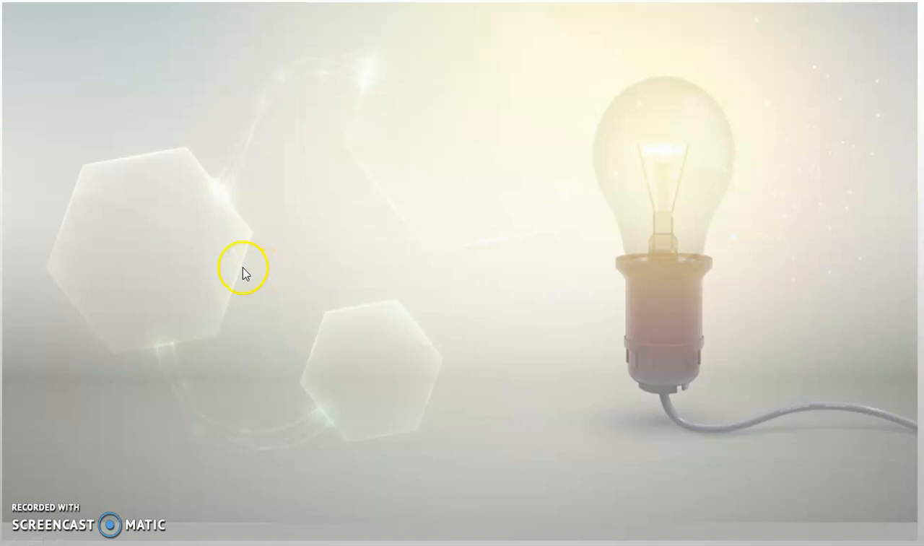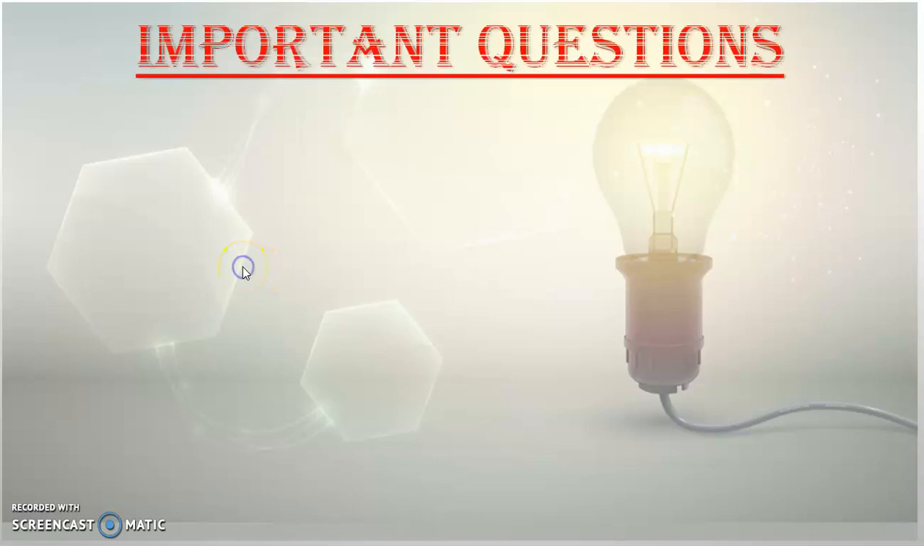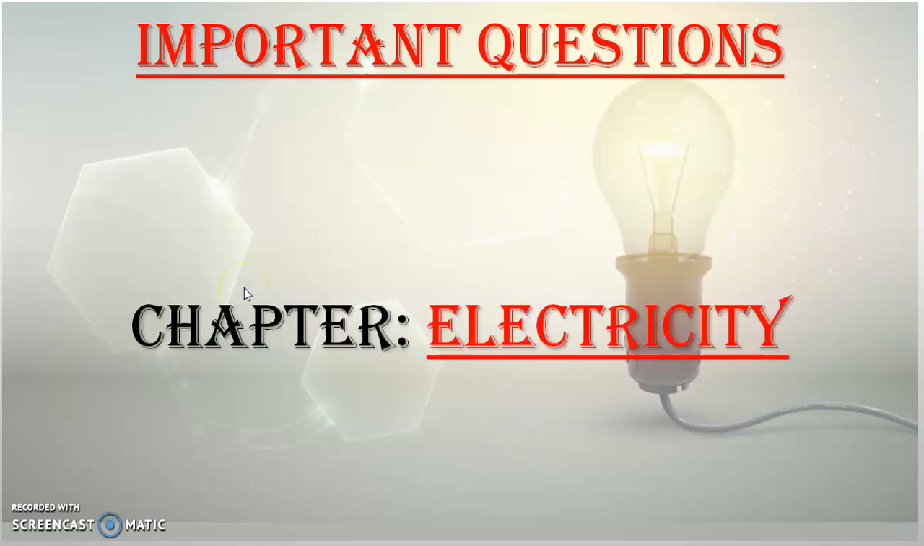First of all, we'll go to the chapter Electricity. In this chapter, I am going to discuss the important points and the important definitions that you have to learn. The first point is Ohm's law. This is very important. The question will be given to write the definition and also to write an equation.